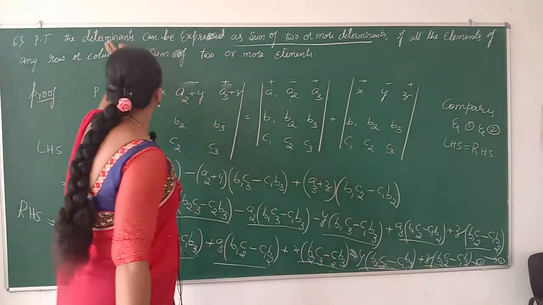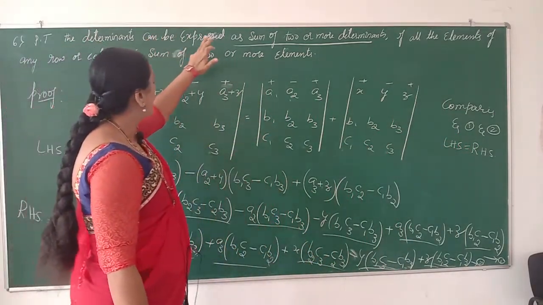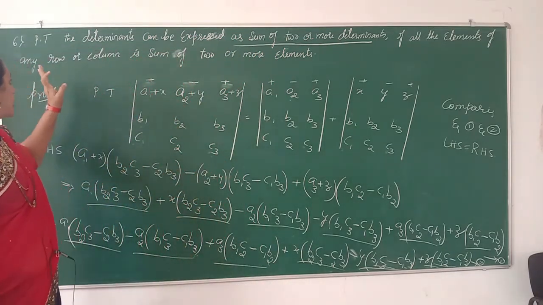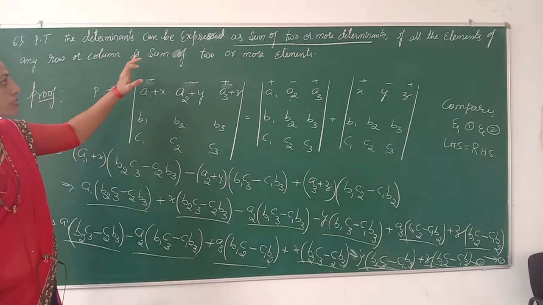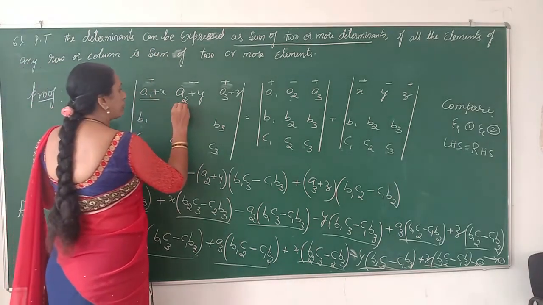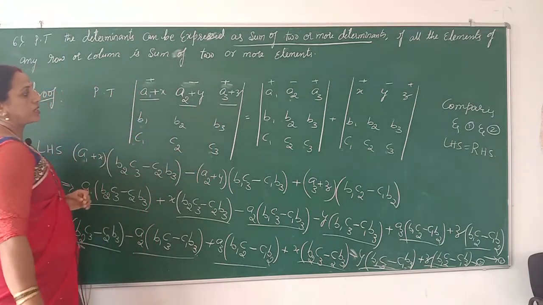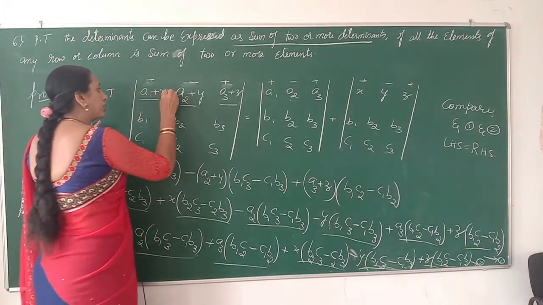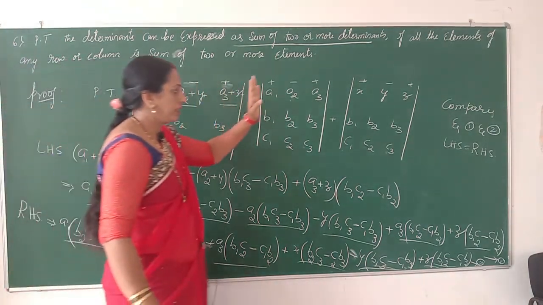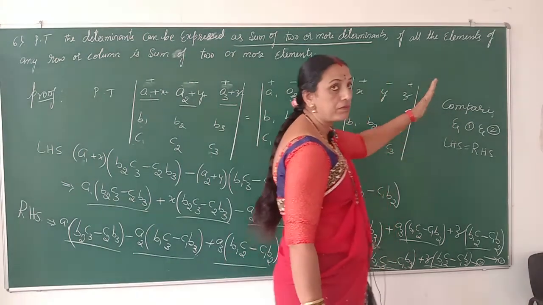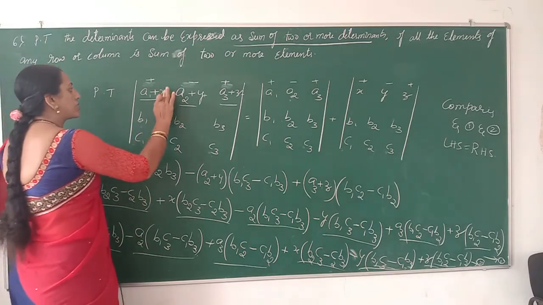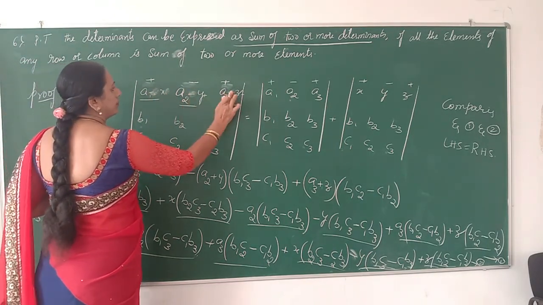Therefore, a determinant can be expressed as the sum of two or more determinants if all the elements of any row or column are a sum of two or more elements. But we have considered only two elements. If we consider three elements, adding one more element, it is also expanded as the sum of three determinants. So similarly, it can also be represented in the form of subtraction.